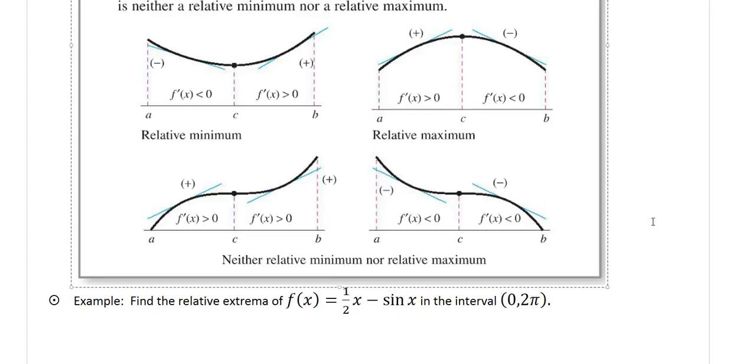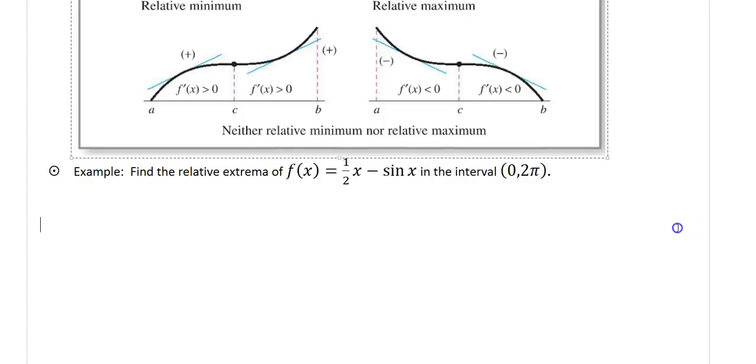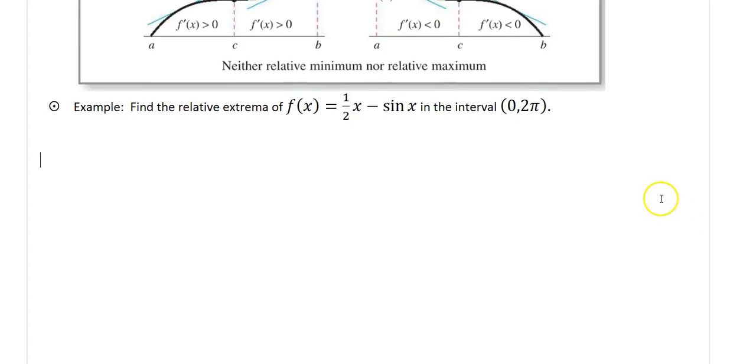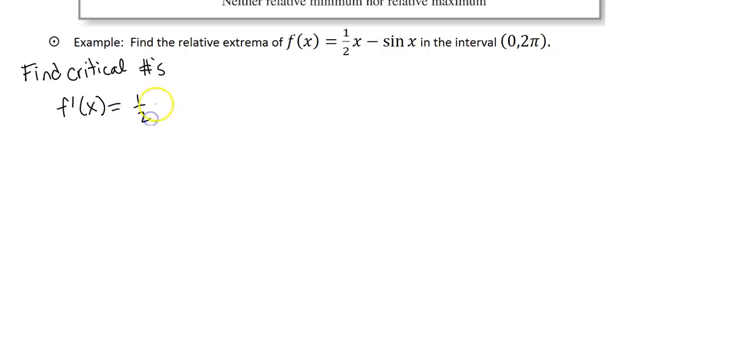So let's do an example. We're going to take 1/2 x minus sine x, and we're going to check on the interval from 0 to 2 pi. So the first thing that I want to do is find my critical numbers. So I'm going to find the derivative, f prime of x, which is going to be 1/2 minus cosine of x, and I'm going to set that equal to 0. So cosine of x is equal to 1/2.